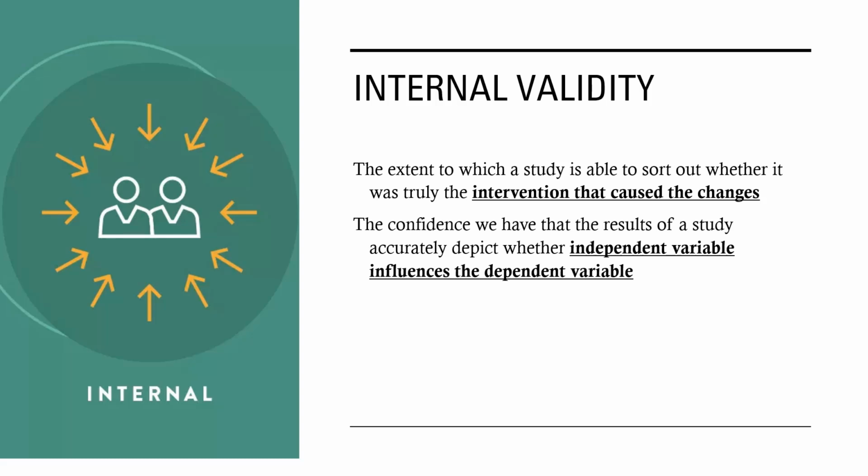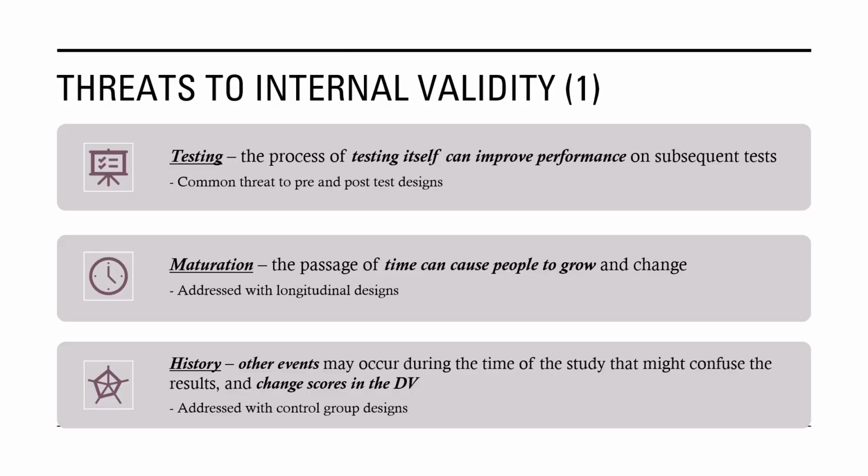Think about it in another way. It's the confidence we have that the results of the study accurately depict whether the independent variable influences the dependent variable. Now, in our efforts to determine if it was the independent variable that created some of the change in the dependent variable, there are some threats that we can work to eliminate. Things that would cause us to question if it was the IV that impacted the DV.